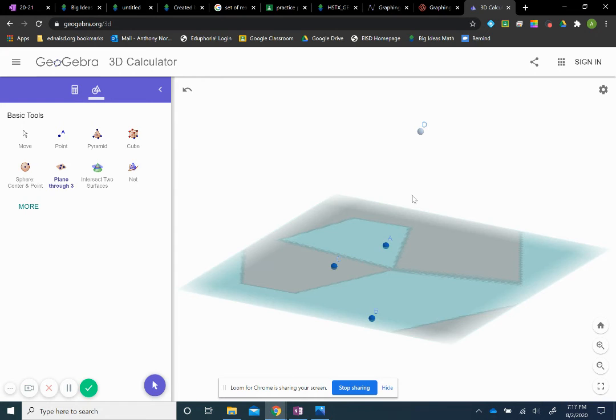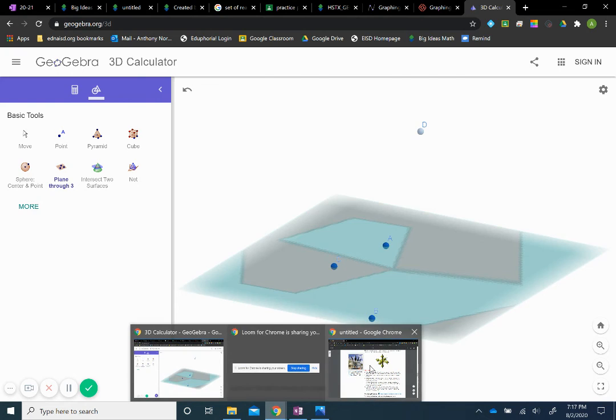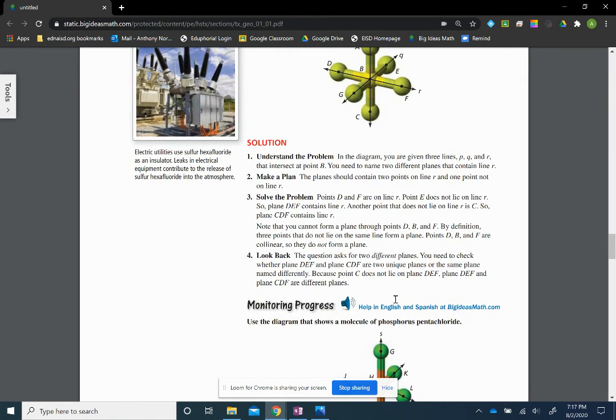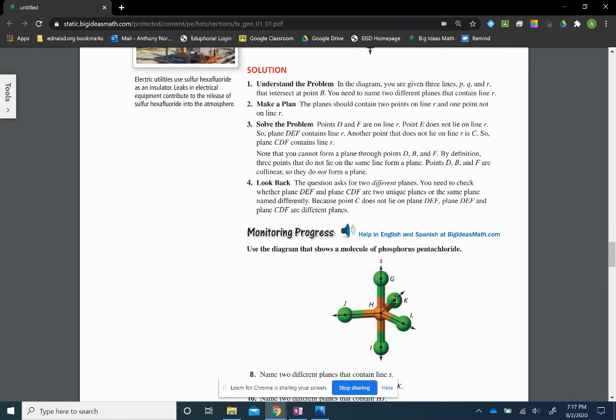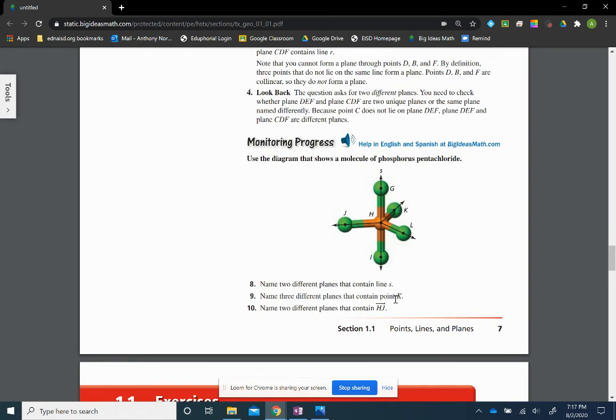3-dimensional figures are fun. I will send you a link to the 3D calculator and the 2D calculator so you can play around yourself. Back to the example. You can finish reading this yourself. It just explains some more thought process. Here's monitoring progress of a similar thing. This one is phosphorus pentachloride.